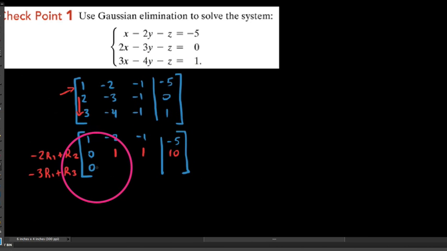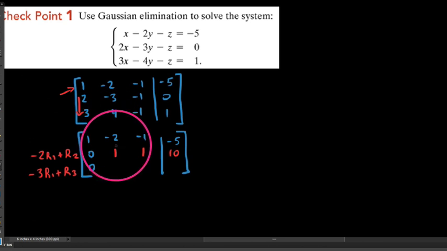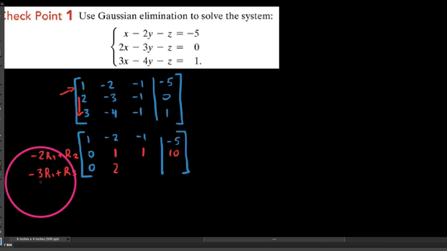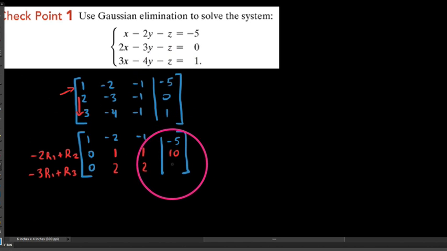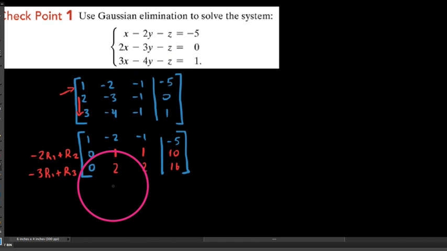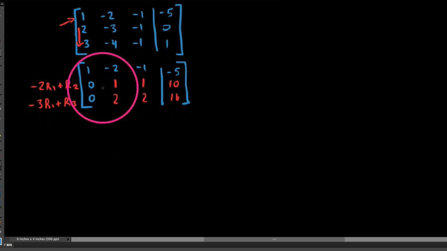Now looking at our row 3 entries, negative 3 times this top negative 2 would be a positive 6, and adding that positive 6 to the third row entry of negative 4, 6 plus a negative 4 is a 2. Negative 3 times a negative 1 is a 3, and 3 plus a negative 1 is a 2. And then negative 3 times a negative 5 would be a positive 15, and positive 15 plus this 1 here would be a 16. So looking at what we have now, we have a 1 in the top left and zeros underneath. Now let's get a 1 here, and then get zeros underneath it.